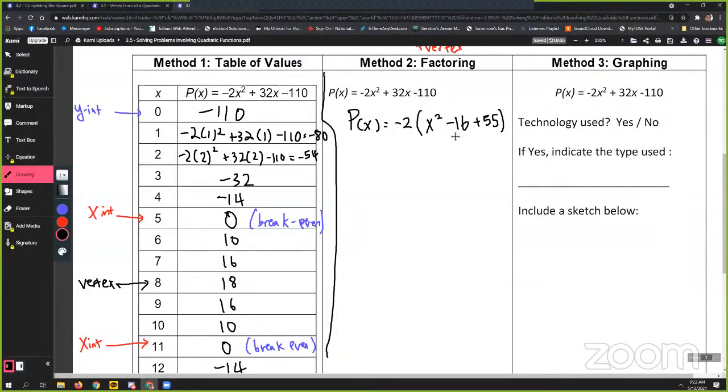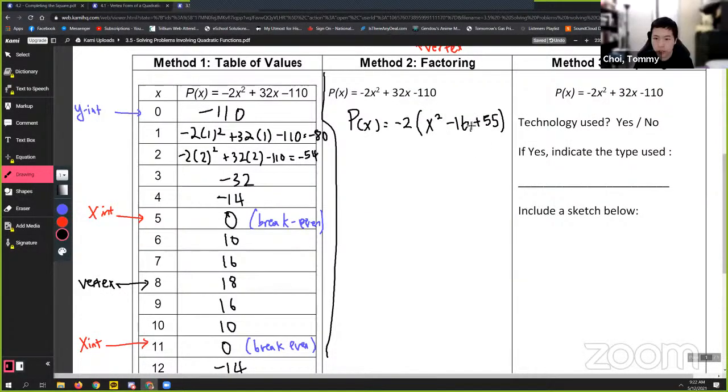Wouldn't it be 16x? Sorry, x, yes. Thank you very much for catching that. 16x plus 55. So make sure you divide everything by -2, so all the signs would change inside the bracket. So positives become negatives, and negatives become positives. Once we have that, you can pick whatever method you prefer.